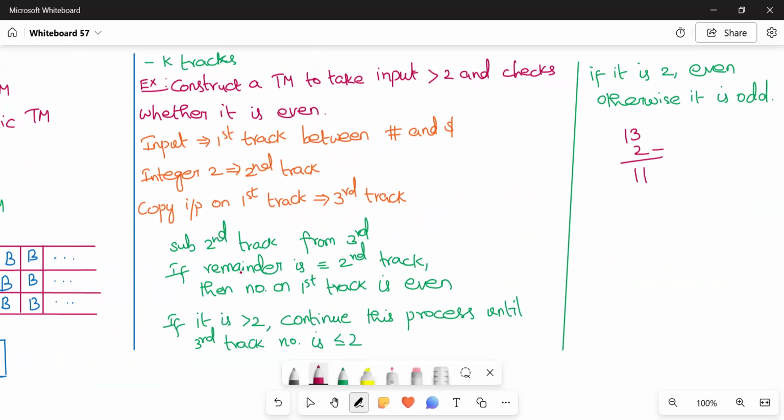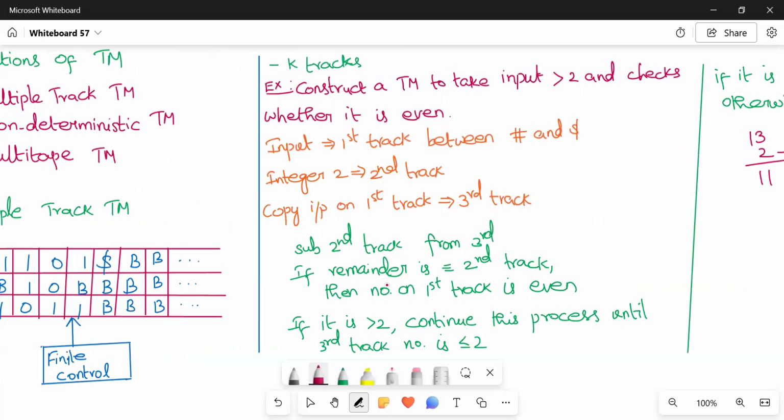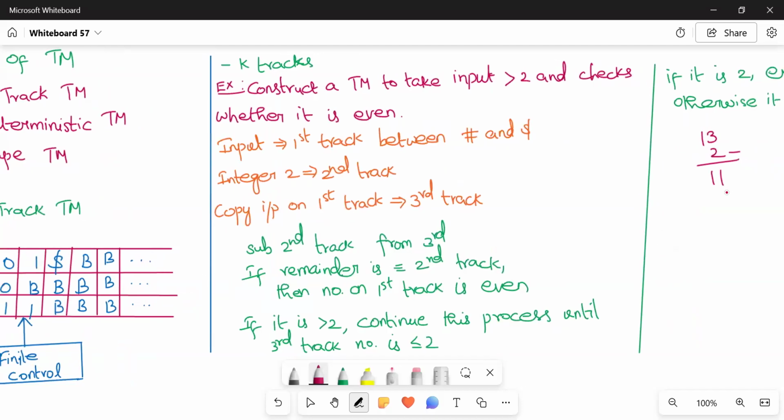Suppose the remainder is equivalent to the number on the second track, then the number on the first track is even. So if the remainder is equivalent to 2, we can say that the number on the first track is an even number. But here we are getting a value greater than 2. If the remainder is greater than 2, continue the subtraction process until the remainder on the third track is less than or equal to 2. So here we are getting greater than 2.